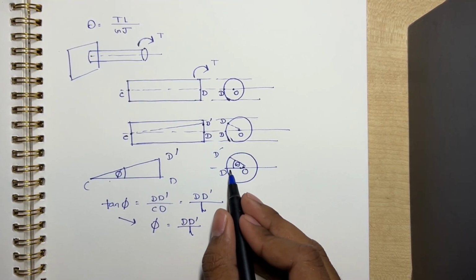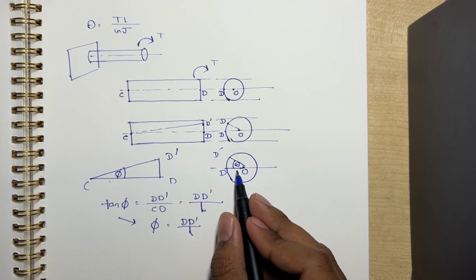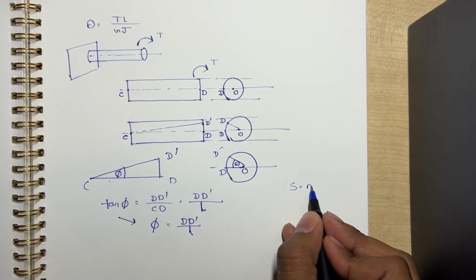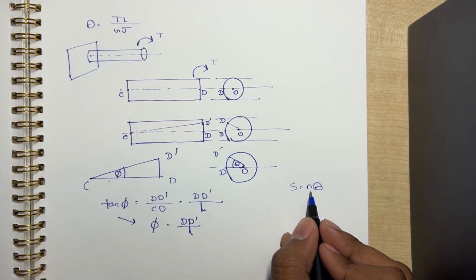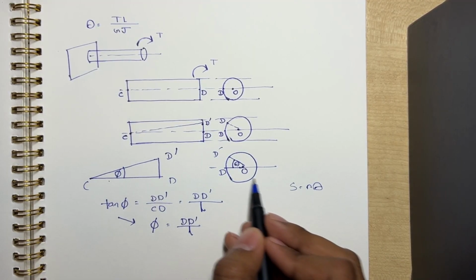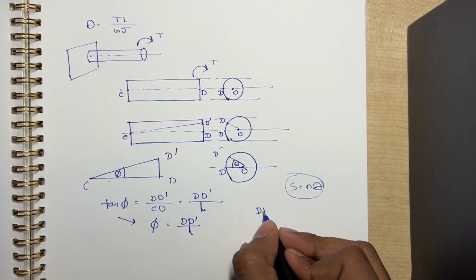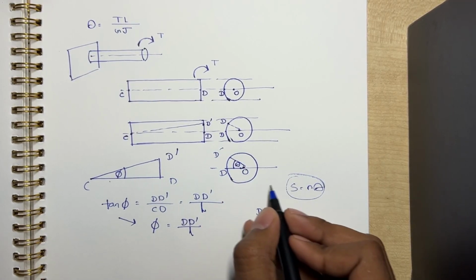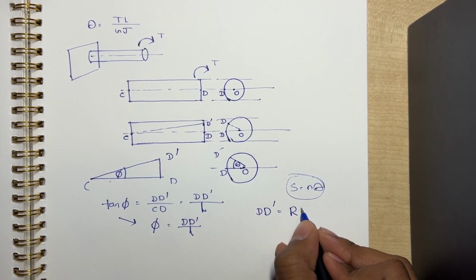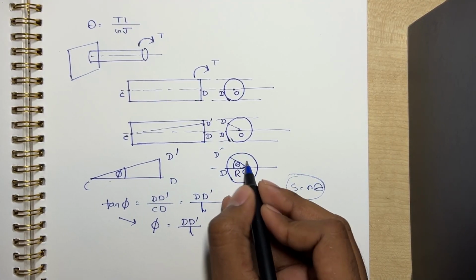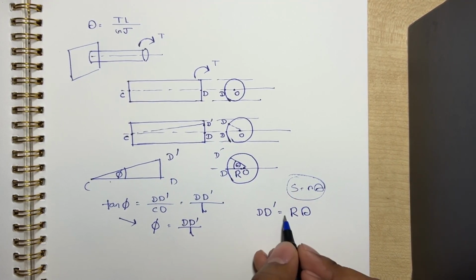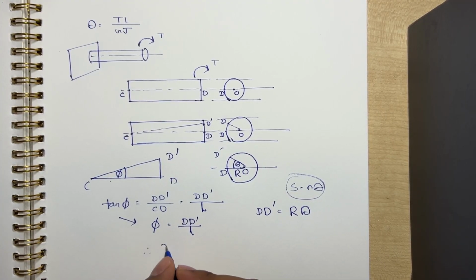Now from this triangle, we have learned in our childhood that S equals r theta, where S is the length of the arc, r is the radius, and theta is the angle. So using this, DD dash, which is the length of the arc, is r times theta. R is the radius of the circular cross section. So if I put the value here, it will be phi equals r theta by L. So we have this equation.